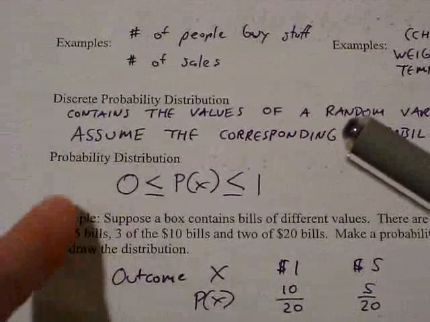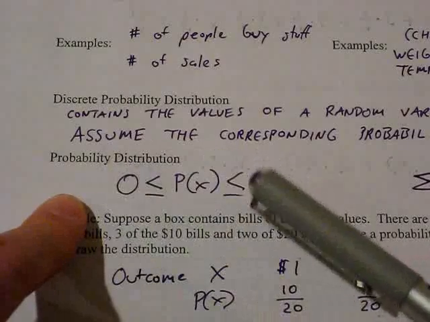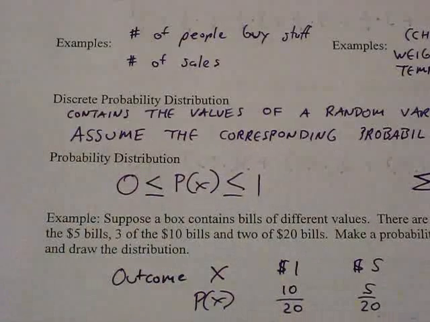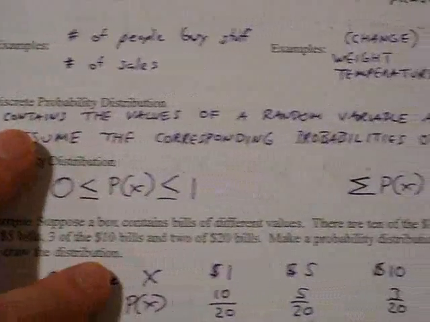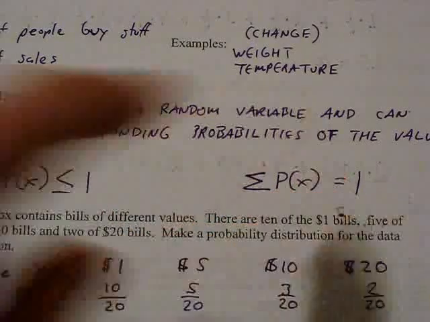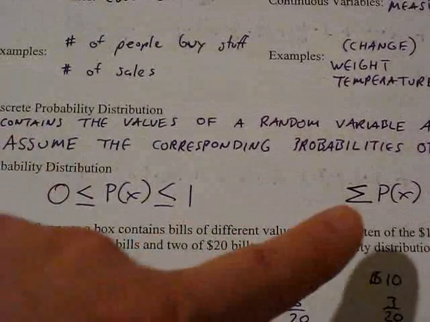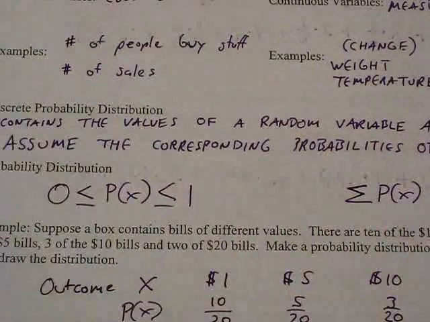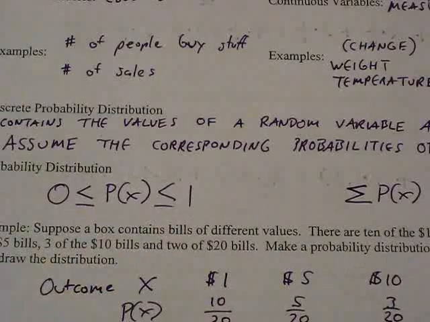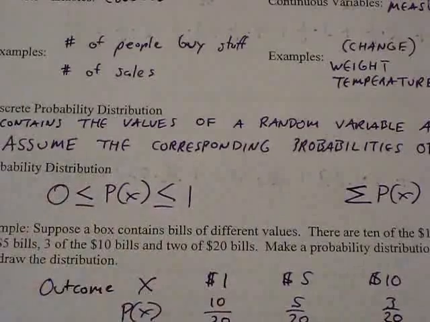When we talk about a probability distribution, every probability has to be between 0 and 1. And when you add up all the probabilities together, that makes a total of 100%. So to have a discrete probability distribution, all the probabilities have to add up to 100%, and none of the probabilities can be above 100% or below 0%.